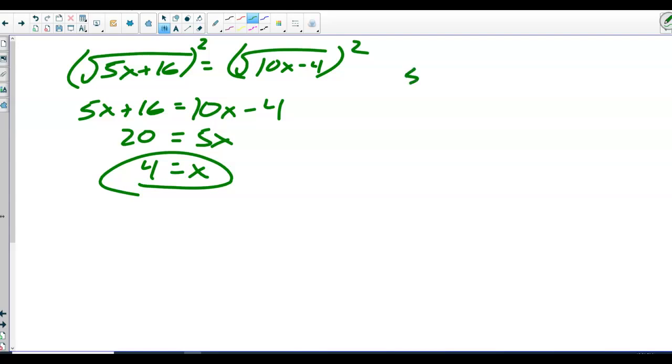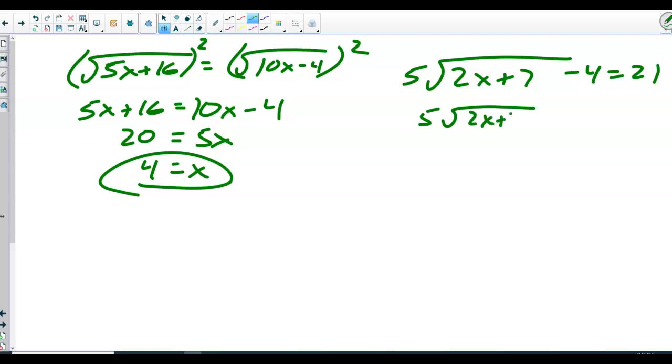Number 2, we have 5 times the radical 2x plus 7, minus 4 equals 21. I've got to add 4 to both sides. That gives me 25. I divide by 5 on both sides. That gives me 5.